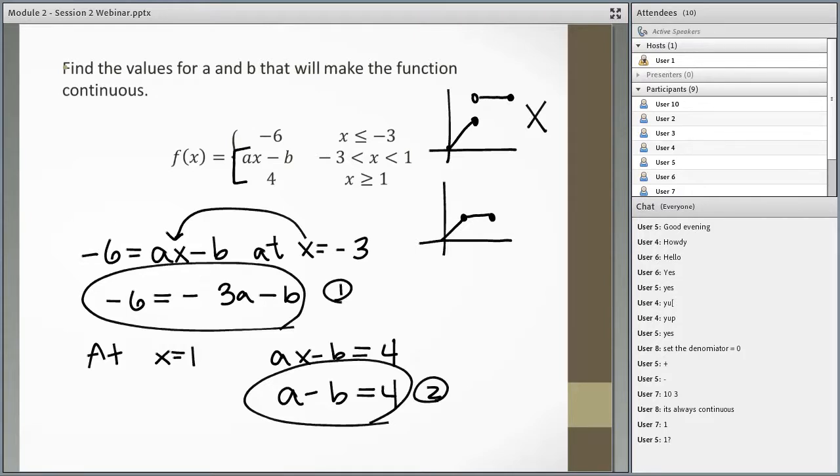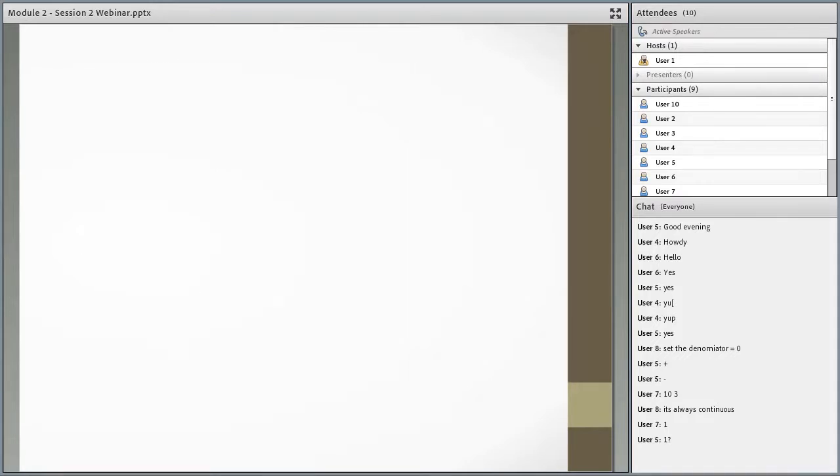Okay, so just to recap, I need these two to be equal to each other at x equals -3, because that's where one ends and the next one begins. So if they're equal, then there's no breaks in the graph. And I had to do the second part because I needed another equation to solve for a and b. So I do the same thing. At x equals 1, this one ends, and at x equals 1, this one begins. And so that's where I need those two to be equal to one another. So let me go to the next page.